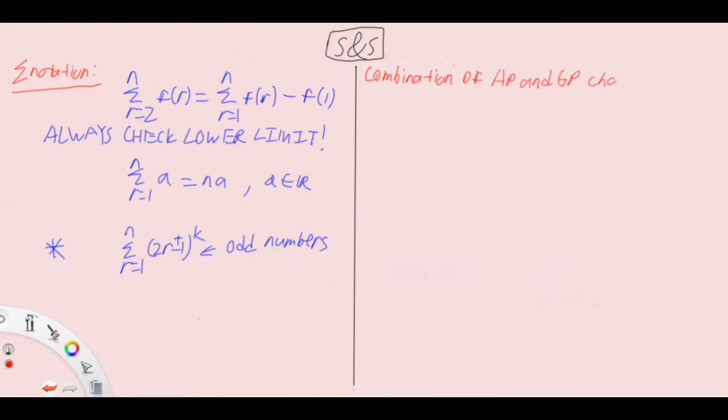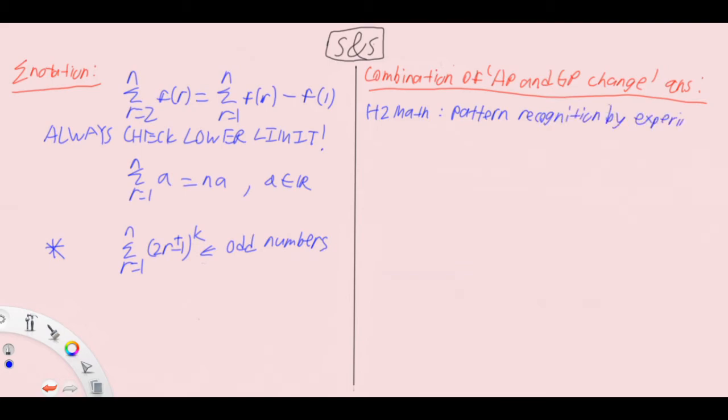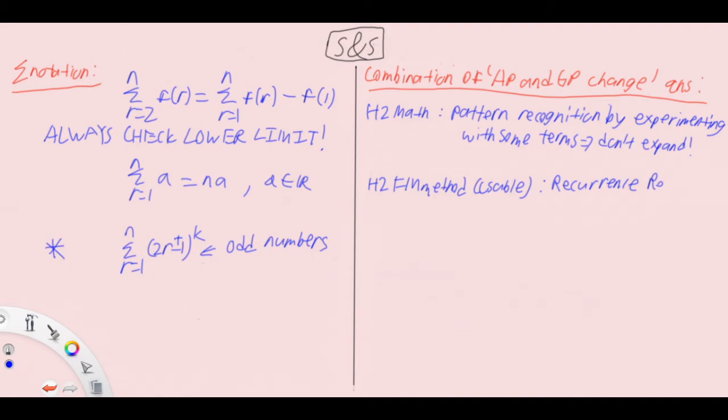Next up, we are looking at the combination of AP and GP questions, which is actually quite common in the exam. Now, in the H2 math method, you just need to find some patterns, right? Basically, you get a generic term of a GP, and sometimes, actually most of the time, the summation of another geometric progression, and you don't expand. The H2 FM method is basically the recurrence relation method, and I highly recommend this method because it's very intuitive.